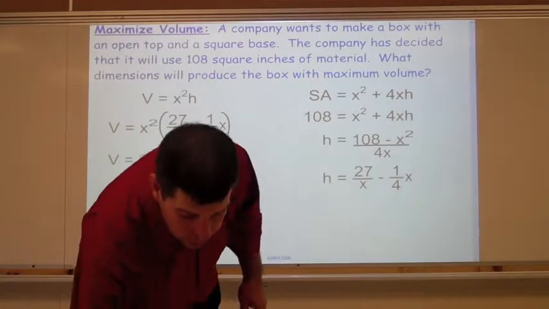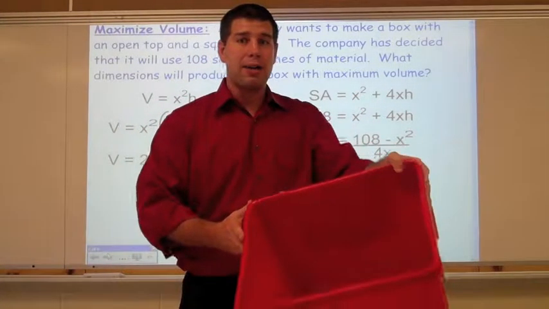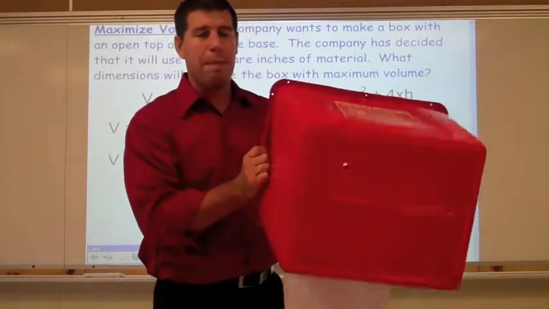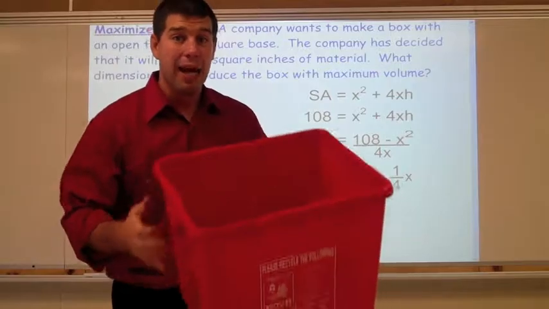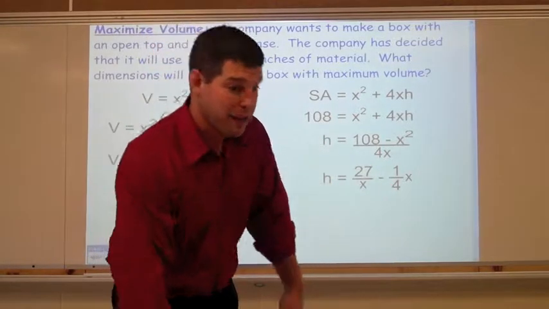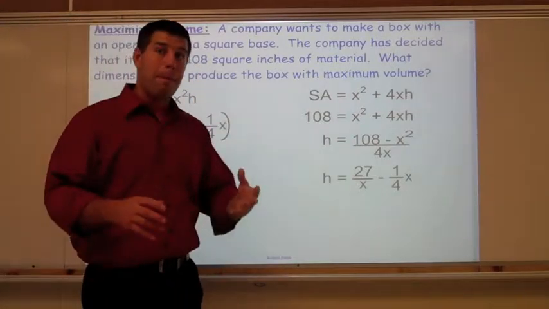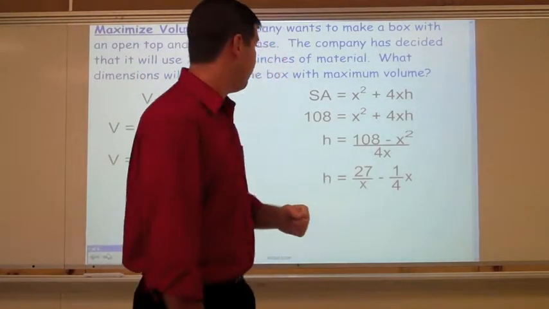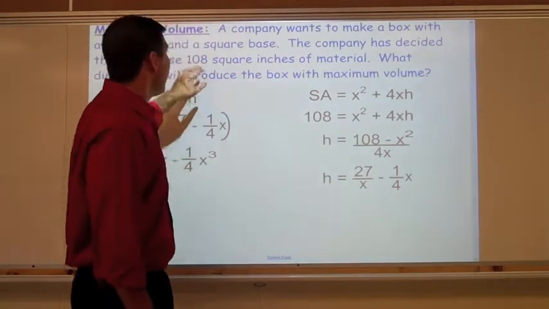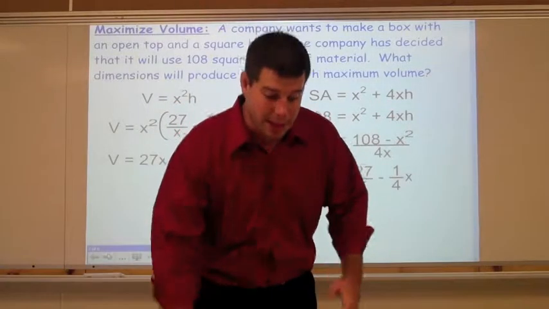So, let's say we have a box like this, all right? Open box, we can put things in, assume the base is square. It's not perfectly square in this container, but you get the idea. This is what we're looking to build. We were given 108 square inches of material, and we want to build a box with an open top, square base that fits the most inside. The 108 square inches of material, that's the amount we make this out of.